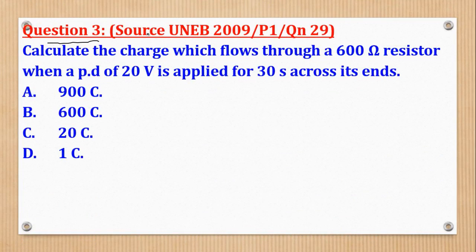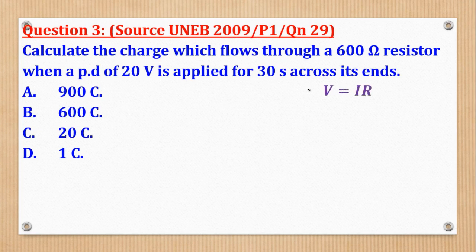Then question 3 came from UNEB 2009, paper 1, question 29, and says calculate the charge which flows through a 600 ohm resistor when a PD of 20 volt is applied for 30 seconds across its ends. So we have a PD, which is V, we have time, which is 30 seconds, and we have the resistance, which is capital R, and they want the value of Q.